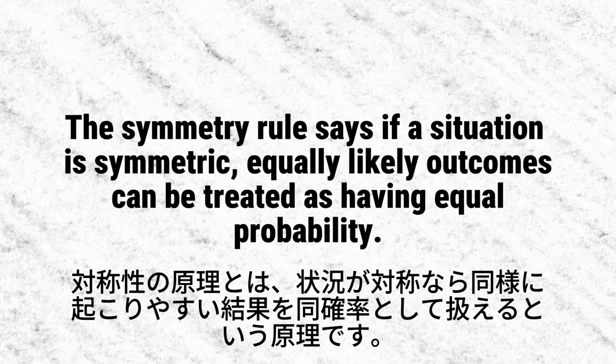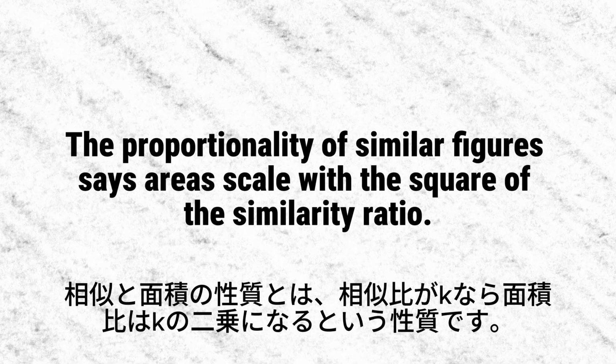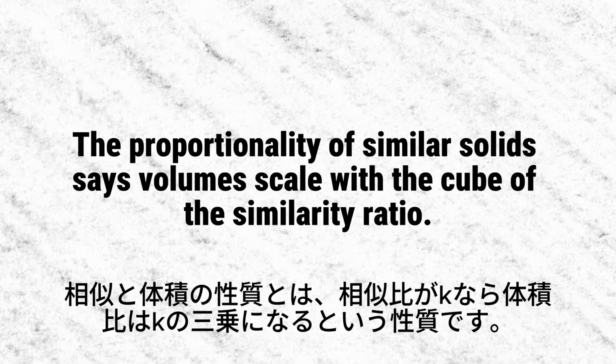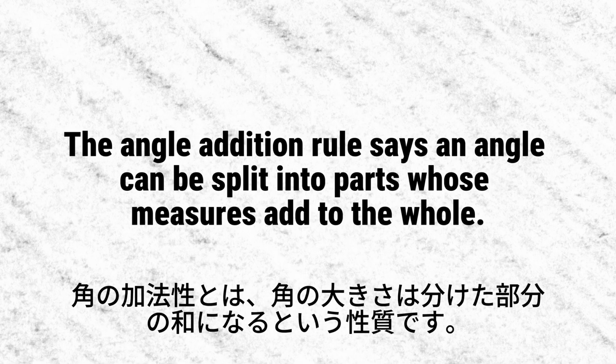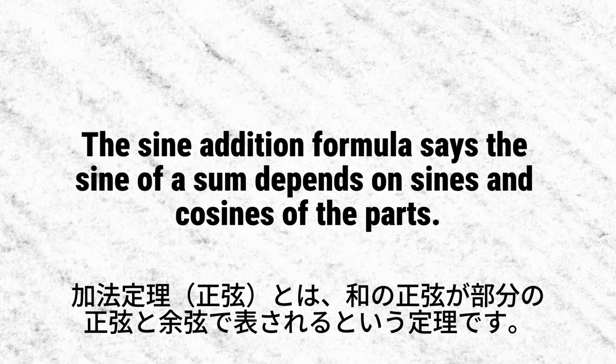The symmetry rule says if a situation is symmetric, equally likely outcomes can be treated as having equal probability. The proportionality of similar figures says areas scale with the square of the similarity ratio. The proportionality of similar solids says volumes scale with the cube of the similarity ratio. The angle addition rule says an angle can be split into parts whose measures add to the whole.